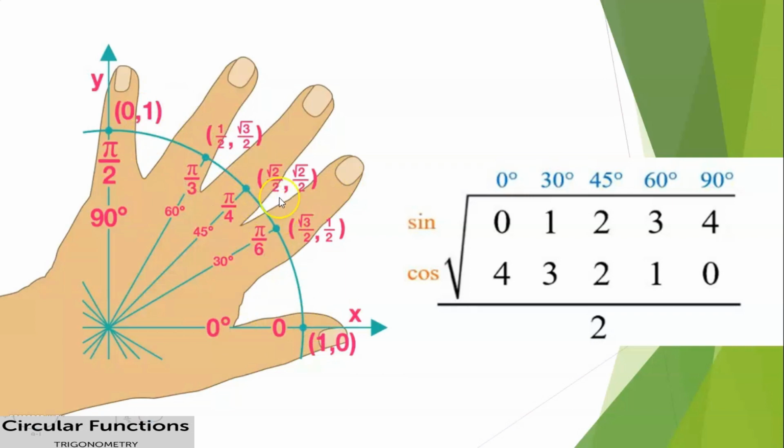So take note, upper fingers represent sine, cosine, and lower fingers represent sine.